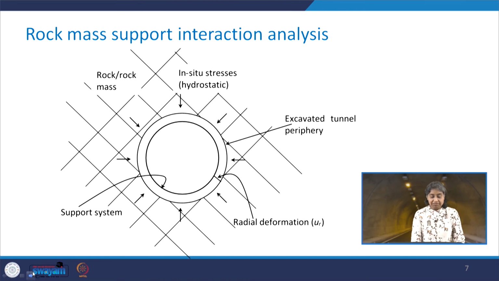This is the excavation which is done maybe through rock or rock mass. The in situ stresses are considered to be hydrostatic. So, since it is hydrostatic, you see it is acting in all directions and the magnitude remains the same. This is the excavated tunnel boundary, and then you allow some radial deformation to take place. This is how the radial deformation UR will be measured, that is from the excavated tunnel periphery, and then you have the support system. So, this is how our rock mass tunnel support system will look.